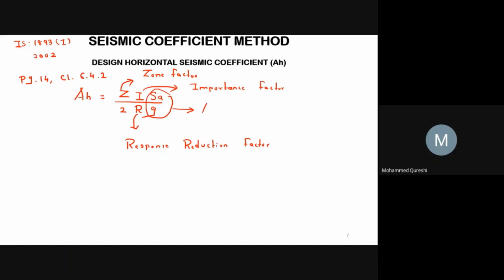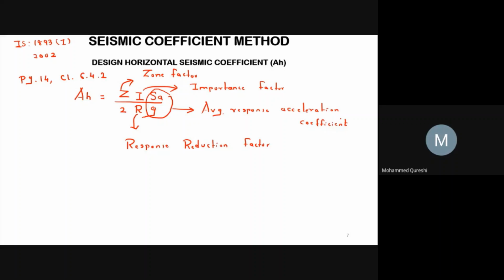Here, the unknowns are: Z is the zone factor, I is the importance factor, R is the response reduction factor, and your last component SA by G is the average response acceleration coefficient. We will study all these parameters.